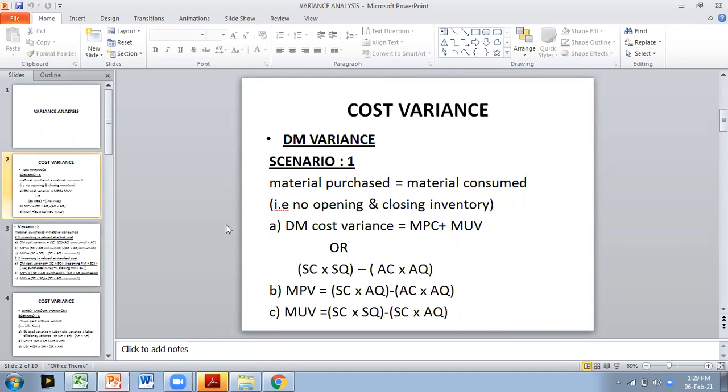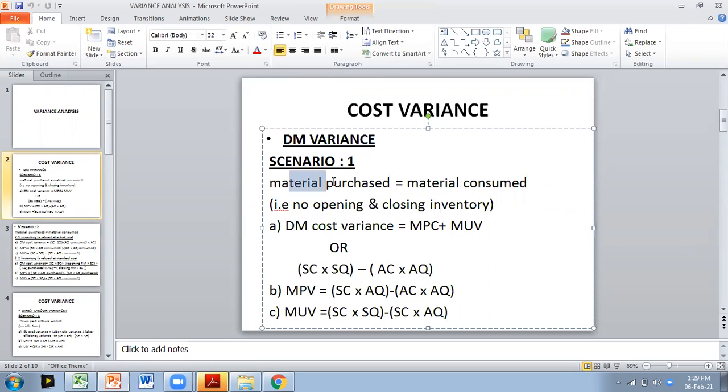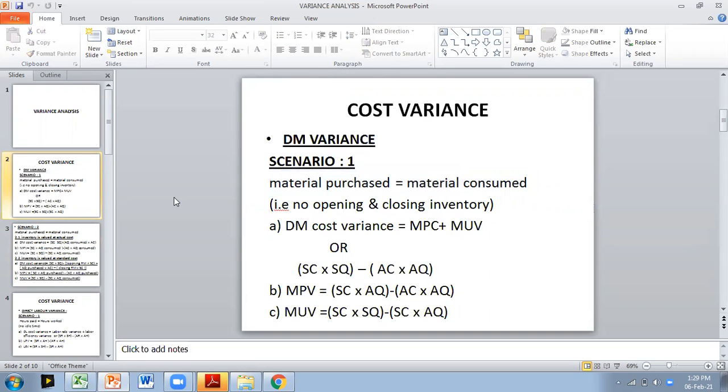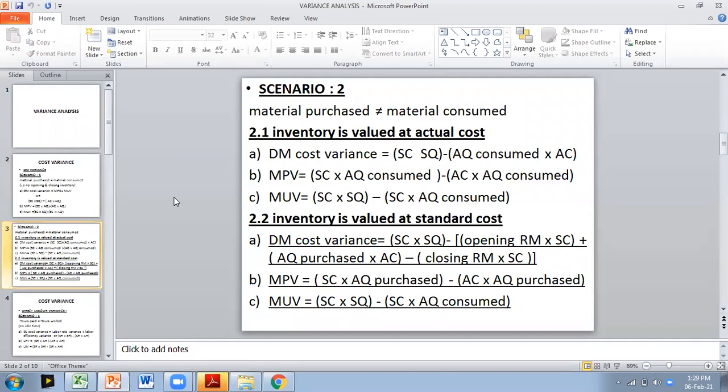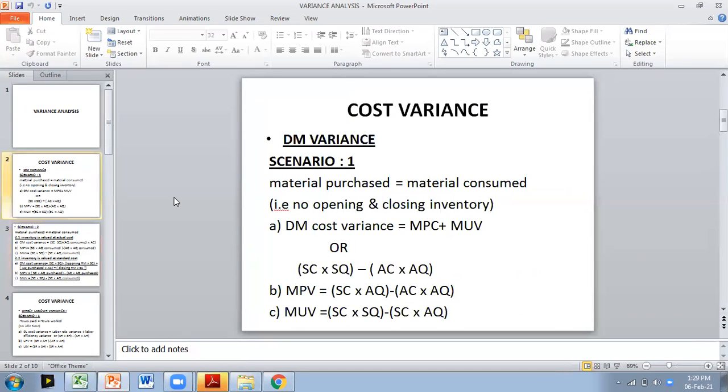We have to see in the question if they have asked us for material variances, right, direct material variances, then we have to see whether material purchased is equal to material consumed or not, right? If material purchased is equal to material consumed, then you are going to use these formulas, and if it is not equal to that, then you are going to use these formulas. But let's see if they are equal, what is going to be the scenario.